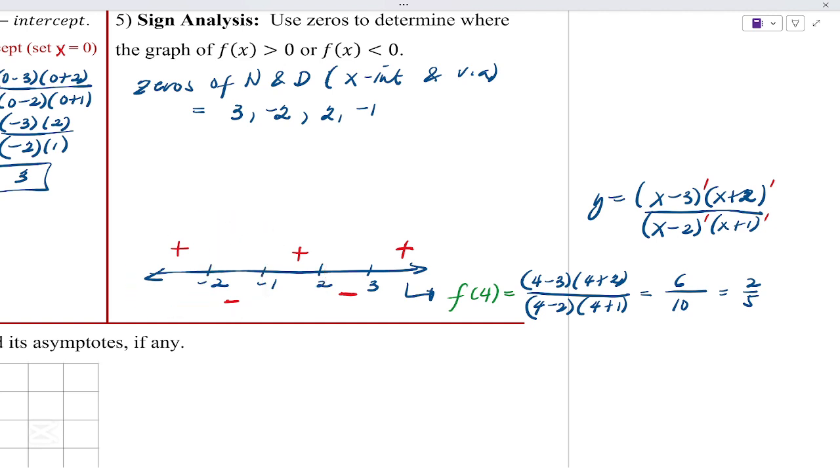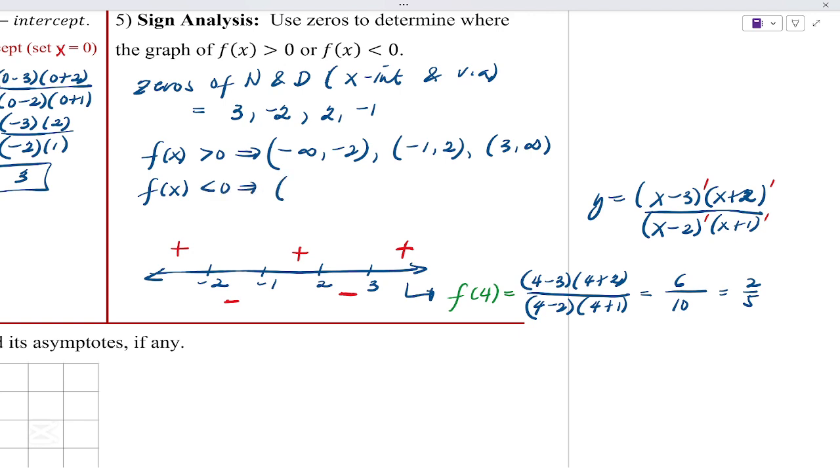So now we can write that the function is positive on the intervals negative infinity to negative 2, then negative 1 to positive 2, and from 3 to infinity. And the other one is f of x less than 0 on the two intervals negative 2 to negative 1, and another one, 2 to 3.